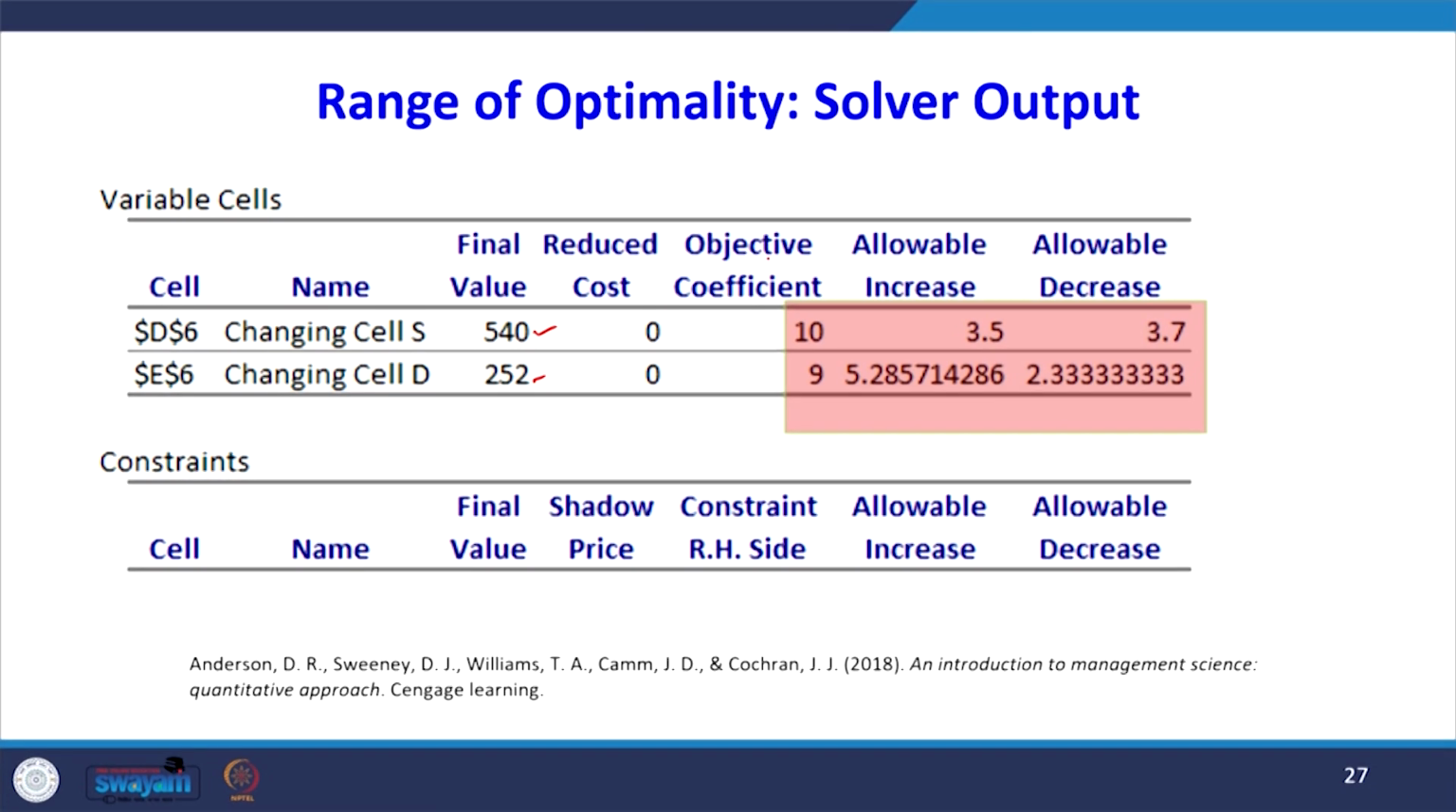This is objective function coefficient 10 and 9. Here the allowable increase is 3.5, that is 13.5, allowed decrease 3.7. Similarly, for the deluxe bag, currently it is 9, it can be increased to 9 plus 5.2 and decreased to 9 minus 2.3.